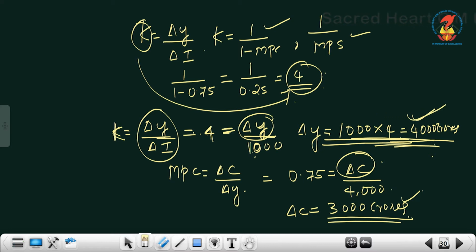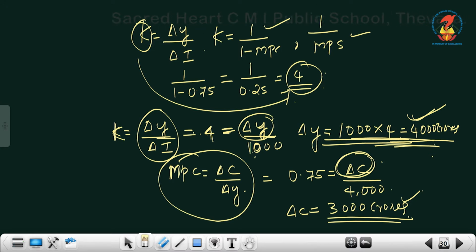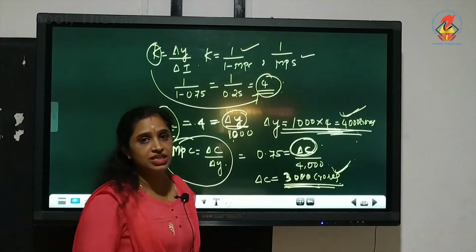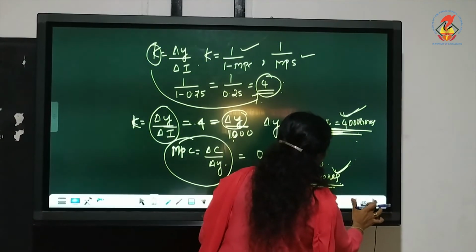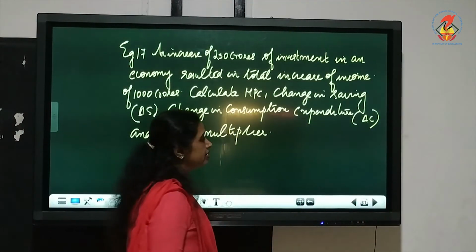Next you have to find out delta C, and you know which formula consists of delta C? MPC. MPC is equal to delta C by delta Y. You know the value of MPC, 0.75 is equal to delta C by delta Y. Thus delta C is equal to 3000 crores. We found both the values of delta C and delta Y. This is example number 16. I hope it is clear to you.